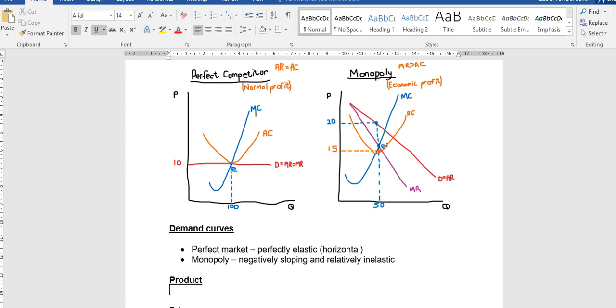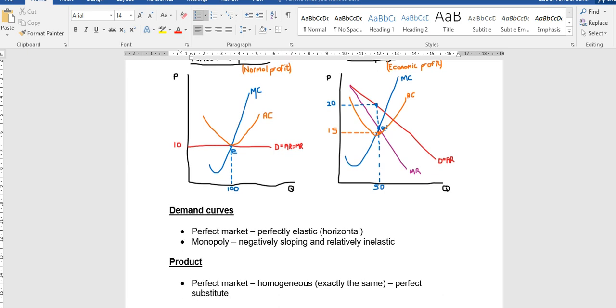Then if we're going to look at the product, now this is all theory. This is not something that we get from the graph necessarily. In the perfect market, we said products are homogeneous, exactly the same, 100% exactly the same. Perfect substitutes for each other.